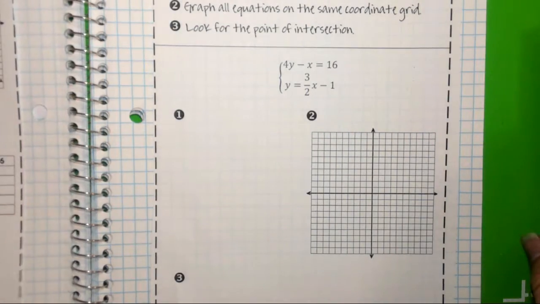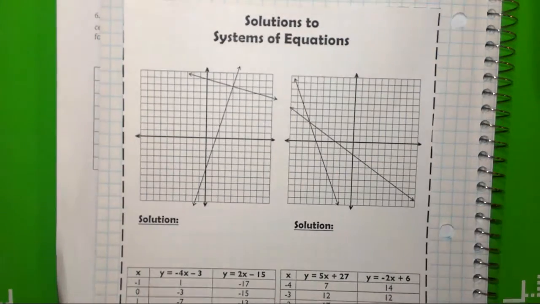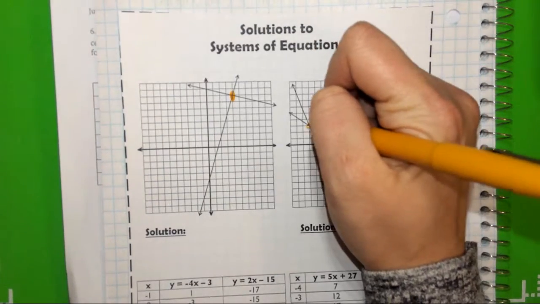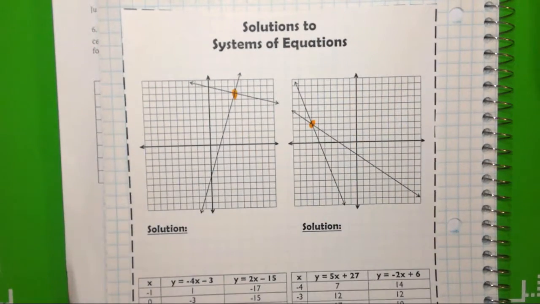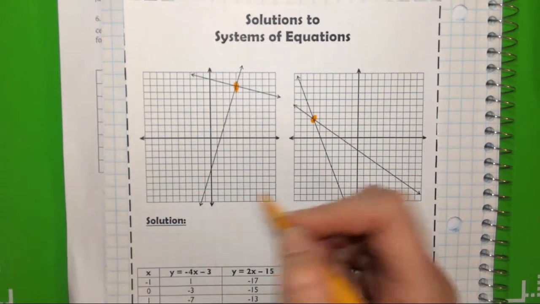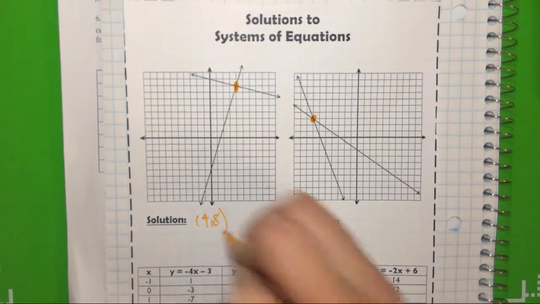Alright, now let's look at the back and talk about what solutions look like. So now on a graph, the solutions are where the two lines cross. So what's the solution to the one on the left? 4, 8. Good. Take a point.